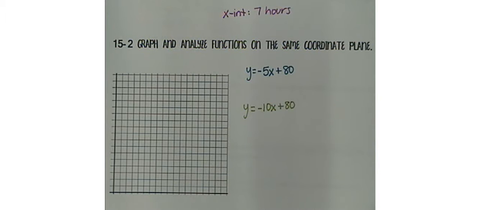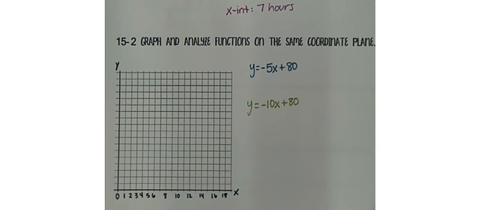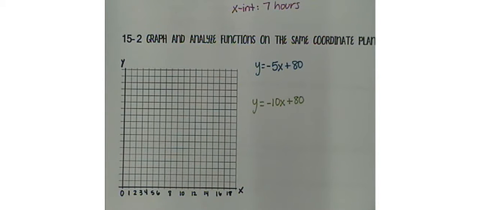So let's label x, y. Let's go up by ones here. 1, 2, 3, 4. And then I'm going to start skipping numbers. 6, blank, 8, blank, 10, 12, just to spread it out. So it's not too cramped or too messy.